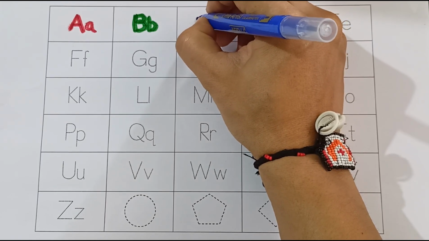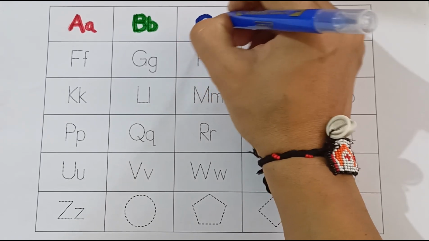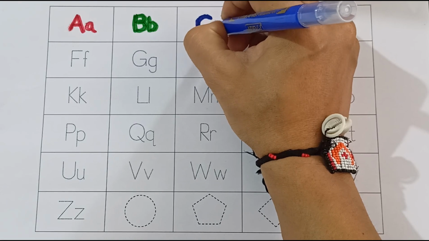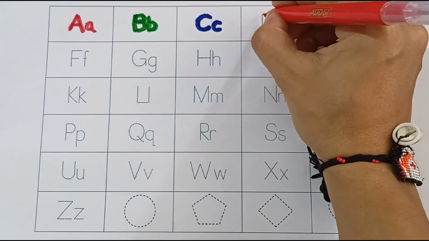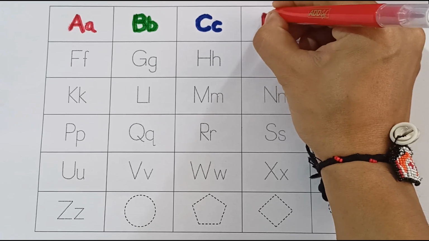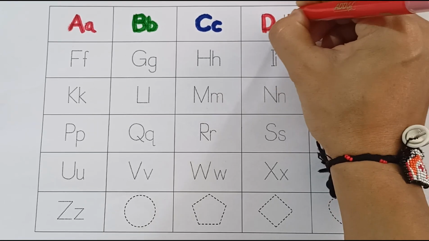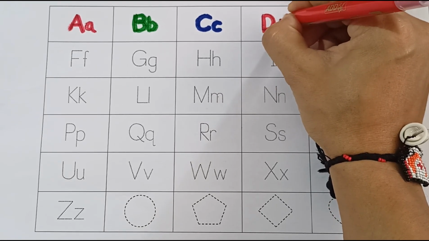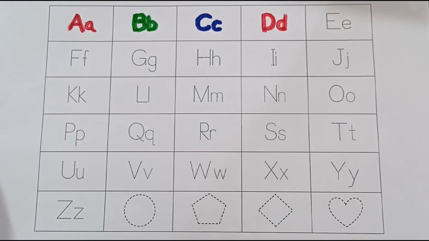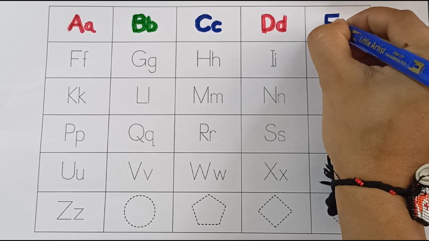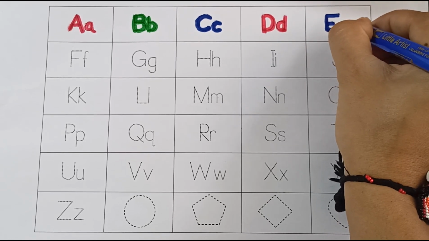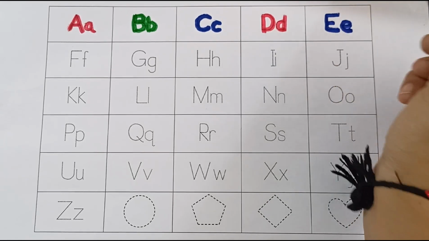This is capital C. C for cherry. This is small c. C for cherry. This is capital D. D for dragon. This is small d. D for dragon. This is capital E. E for eye. Small e. E for eye.